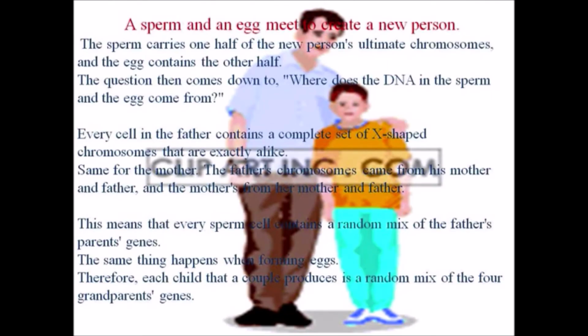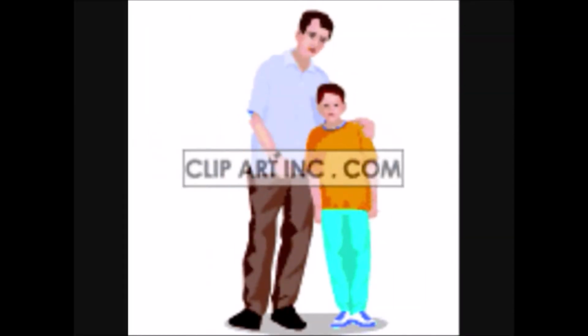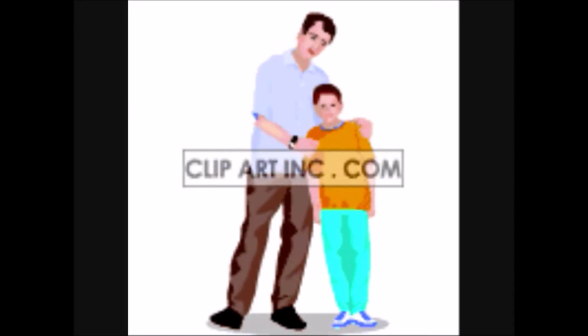A sperm and an egg meet to create a new person. The sperm carries one half of the new person's ultimate chromosome and the egg contains the other half. The question then comes down to, where does the DNA in the sperm and the egg come from?